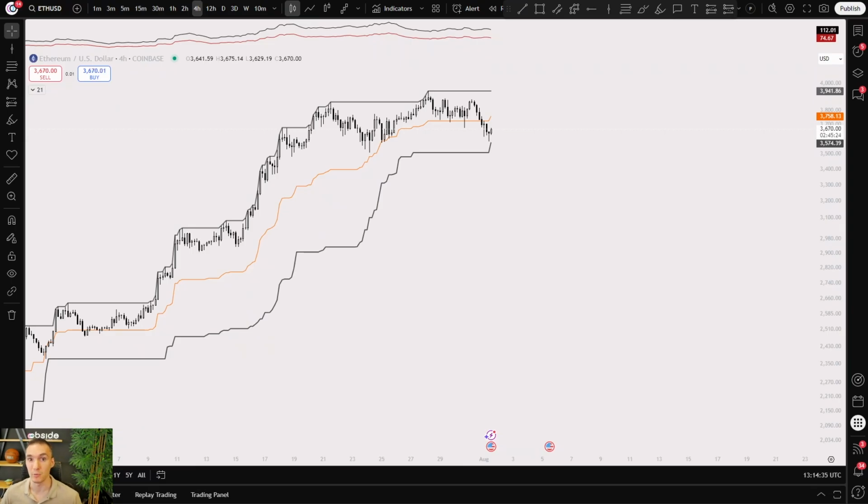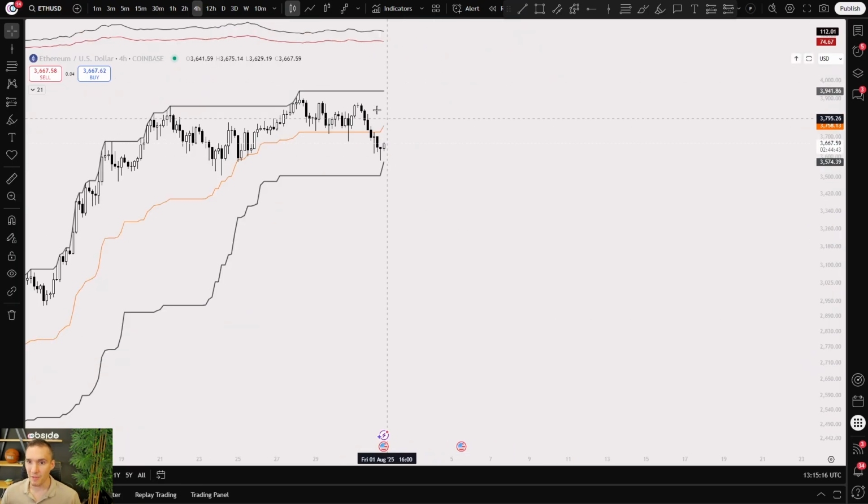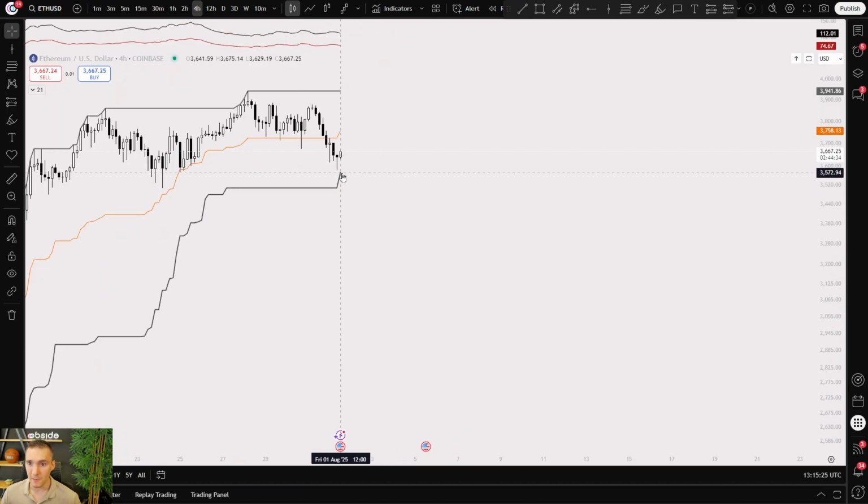Now, the second thing that this indicator shows is the highest and lowest prices reached over a certain amount of candles. So for example, here on this chart, I've set up the indicator for a length or period of 50. That means the upper line shows me the highest price reached over the last 50 candles, and the lower band here, its current value is the lowest price reached over the last 50 candles as well.